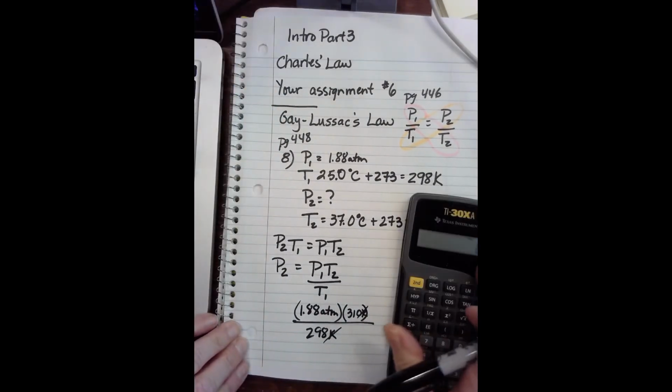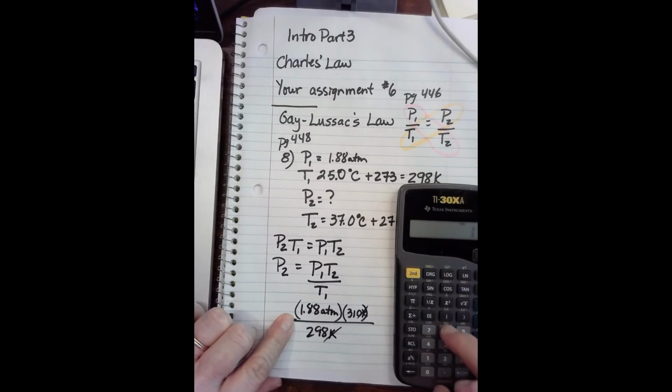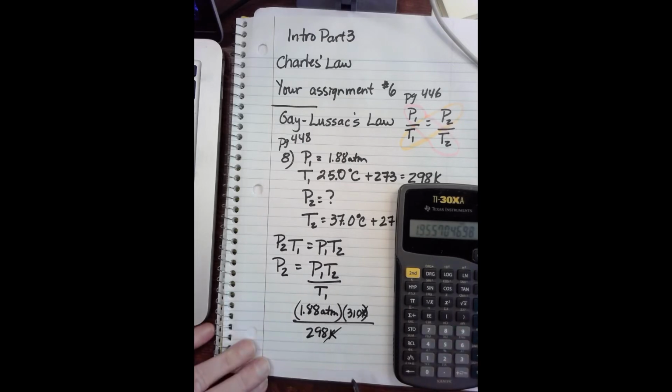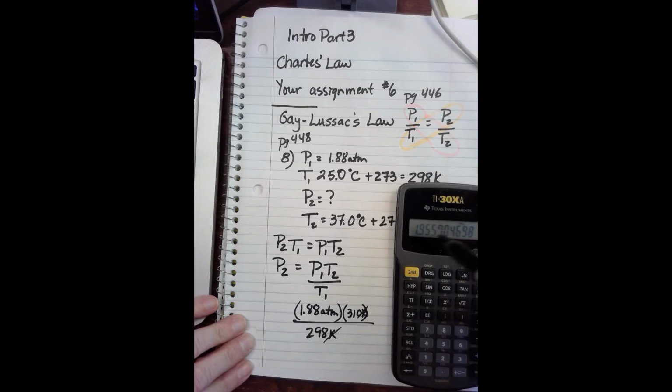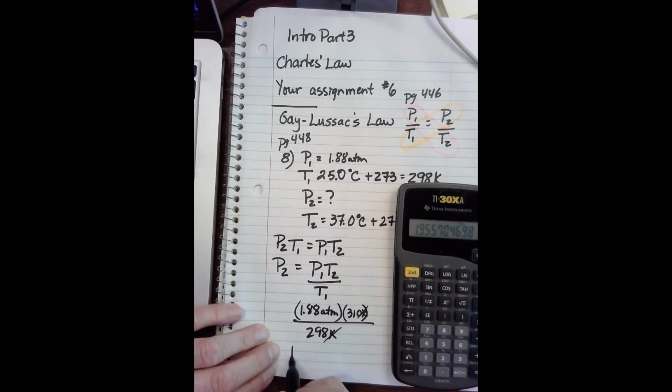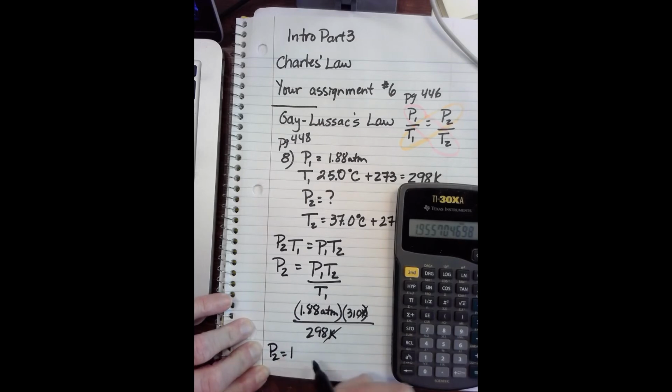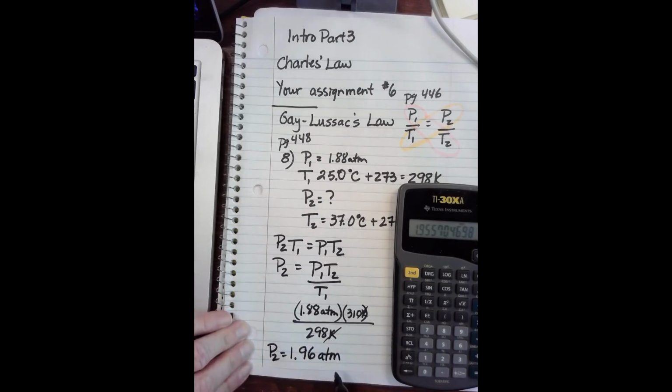So we're going to pick up our calculator. So 1.88 times 310 divided by 298 equals, and we have a slew of numbers here. So let's look at that. So this says 1.955, blah, blah, blah. So that 5 is going to make that roll up. So the pressure is equal to 1.96 atm. I have to put my unit with that there.